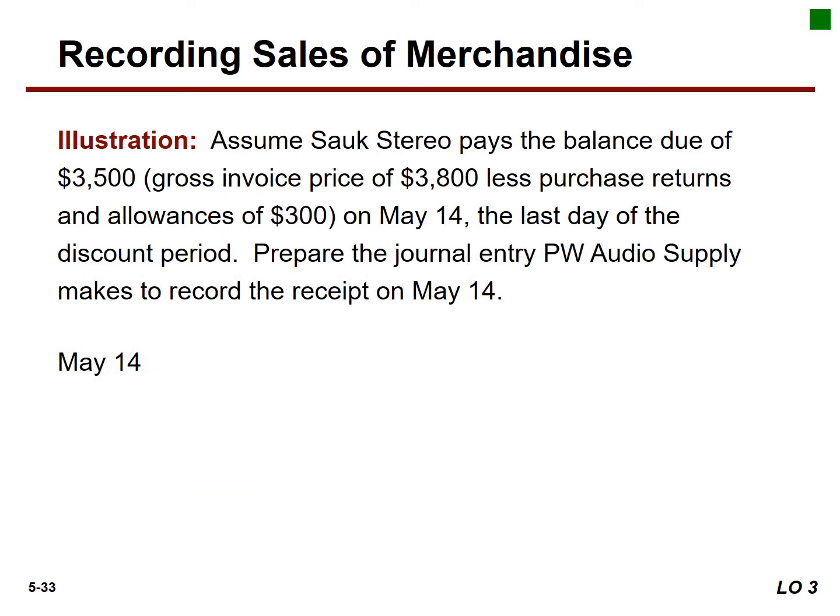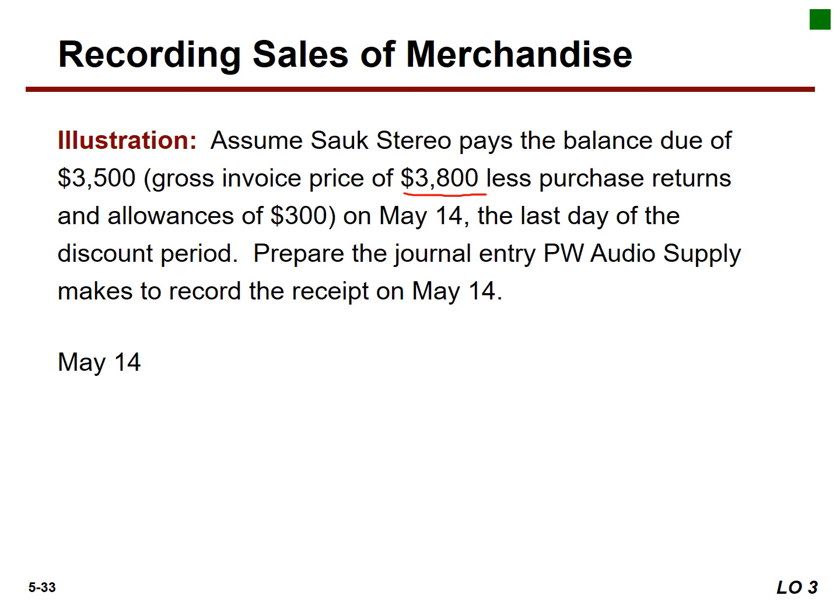So here's how PW Audio Supply would record the receipt of the amount from Salk Stereo. Remember, Salk Stereo bought $3,800 worth of goods. They returned $300 worth of goods. So what Salk owes to PW is $3,500. But remember, they paid within the discount period, so they took advantage of the $70 discount, the 2% of the $3,500, not 2% of the $3,800. Got to be careful with that.